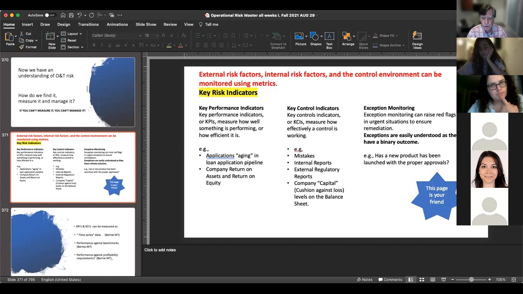And then the regulators will come back and they see whether or not you've done those things. And if you haven't, there's exception monitoring, if you didn't implement all the key control indicators. So it works all sorts of different ways, but those are the key risk indicators. Sometimes there's more than one, sometimes there aren't any.